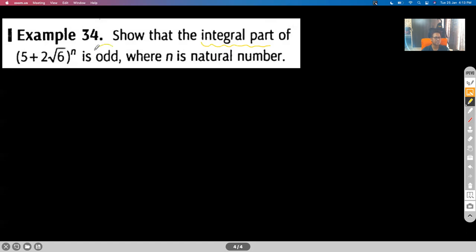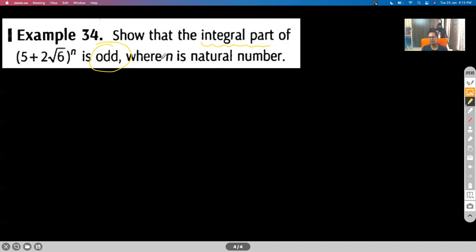Show that the integral part of this expansion is odd, where n is a natural number. That means if you put any natural number power on this expression, you don't expand it, you just calculate the value of it. Let's say if you put a value of n as 1, you'll get a number. That number's integral part will be an odd number. If you put 2 also, you'll get a number. That number's integral part will also be an odd number. So like that, any natural number power if you put, you will always get an odd number in the integral part of your answer. That means your answer would be some odd number point something, some decimal value.